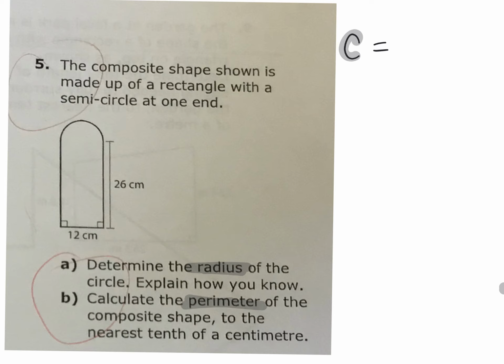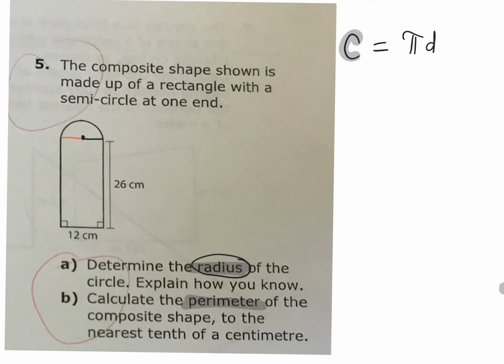Circumference is equal to pi times the diameter. If we know the radius, can you figure out the diameter? So if I know the radius, let's say the radius is from here to here, then I know the diameter is the whole thing, right? From one end of the circle to the other.